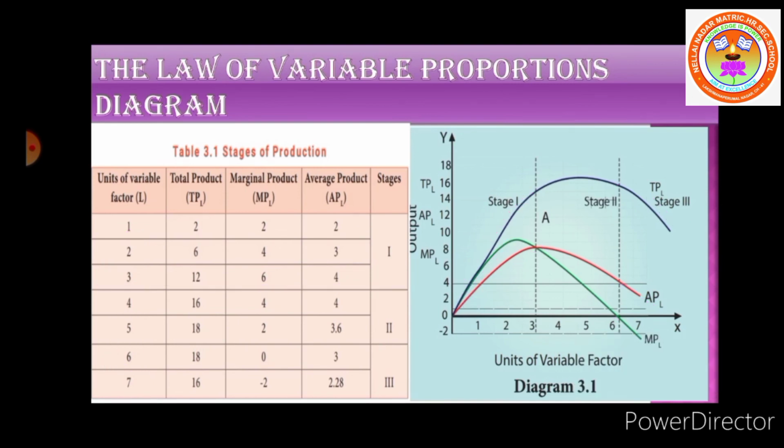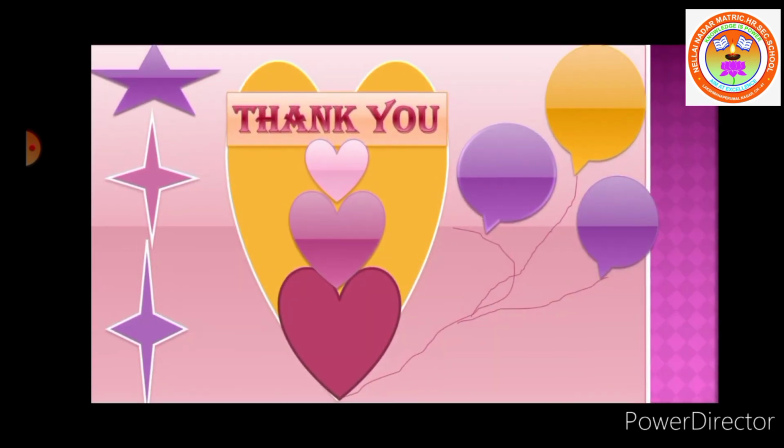So when you obtain extra output on applying an extra unit of the input, this output is either equal to or less than the output that you obtained from the previous unit. The law of variable proportions explains the output changes when you increase the number of a variable factor. Okay children, go through the textbook, learn well. Thank you.